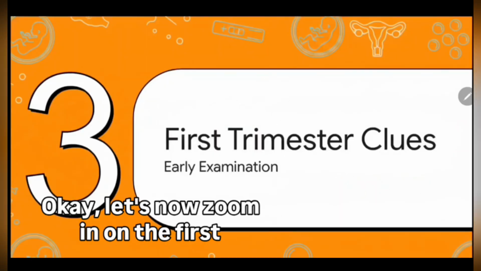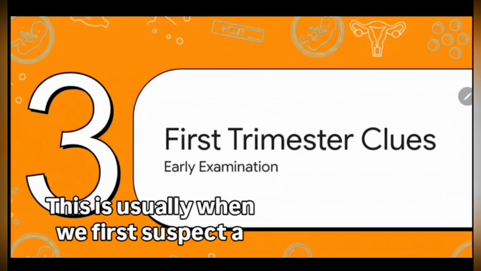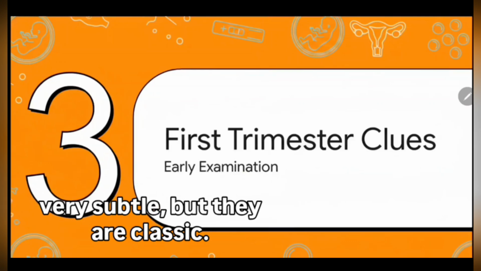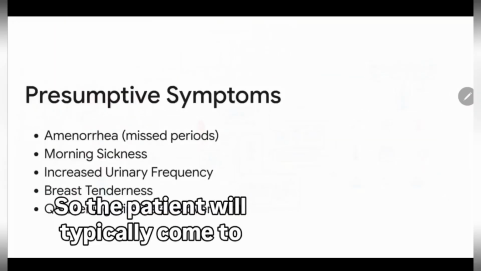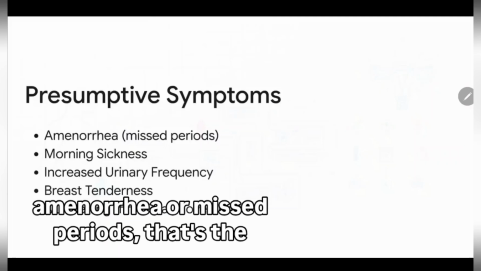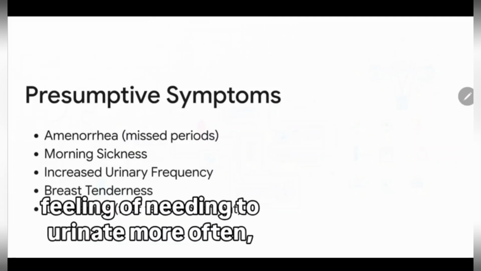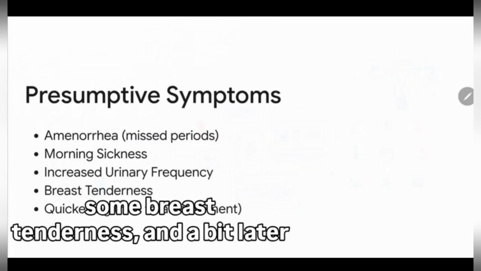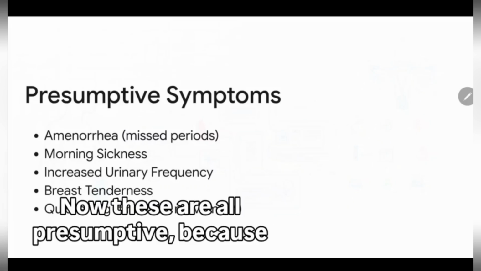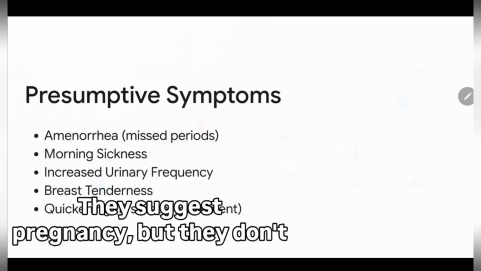Okay, let's now zoom in on the first trimester. This is usually when we first suspect a pregnancy. And the examination findings here are very subtle, but they are classic. So the patient will typically come to you with these kinds of symptoms. Amenorrhea or missed periods, that's the most common one. Then you have morning sickness, a feeling of needing to urinate more often, some breast tenderness, and a bit later on, quickening. That's the very first feeling of the baby moving. Now these are all presumptive because other conditions can cause them too. They suggest pregnancy, but they don't prove it.